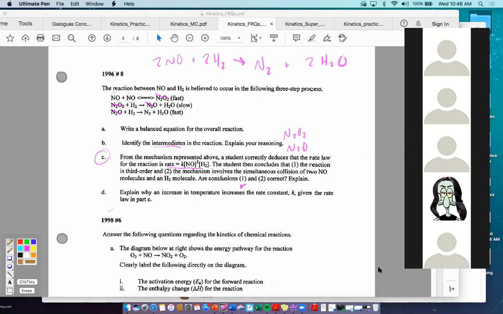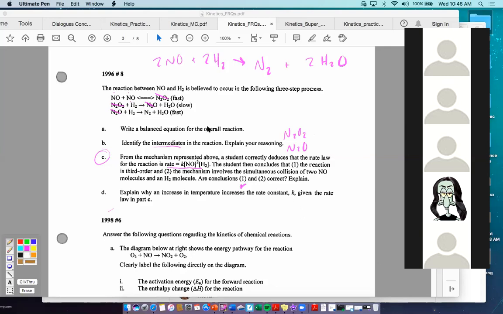Yes. Why? Because when you cancel it out or whatever, it says 2 NO molecules. Oh, wait, actually, maybe not, because I think there's 2 H2 molecules. I don't know. Okay, all right.